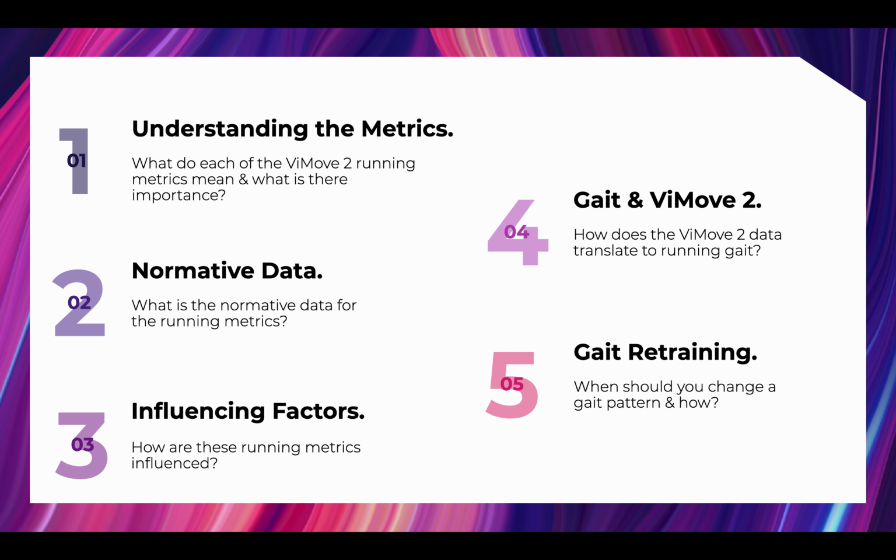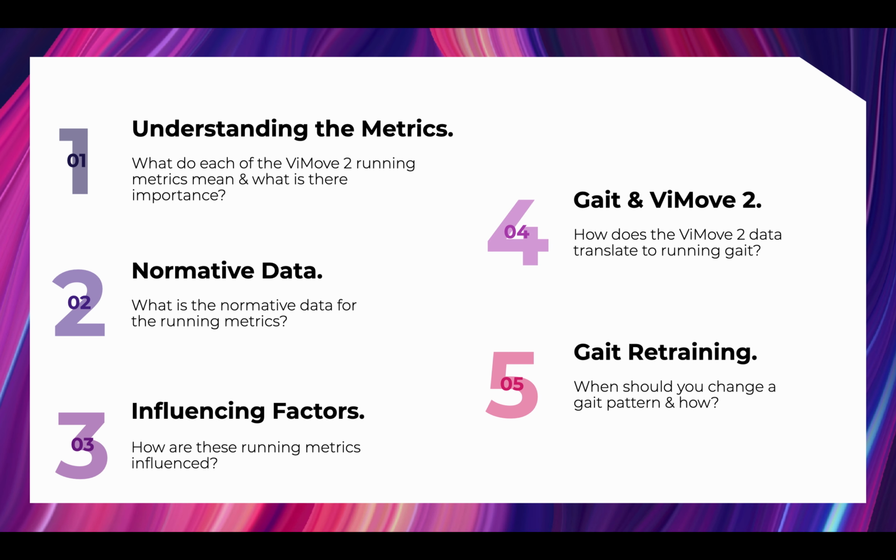We're then going to talk about the normative data. When you're looking at the results, you've got your athlete or your patient's results sat in front of you. Where do they fit compared to the norms? We then need to look at the influencing factors. So what factors are going to determine what the metrics are going to produce. We're then going to look at gait and VMove 2, where we've got 2 little videos that we're going to show you and look at what things we might expect to see. And then we're very briefly going to talk about gait retraining, when to do it, how to do it, and in the example we're going to give, the things that we would look to change with this individual that we have.